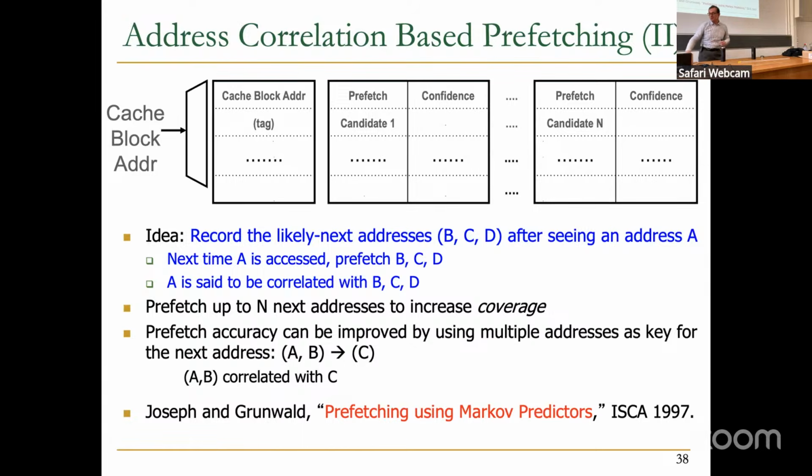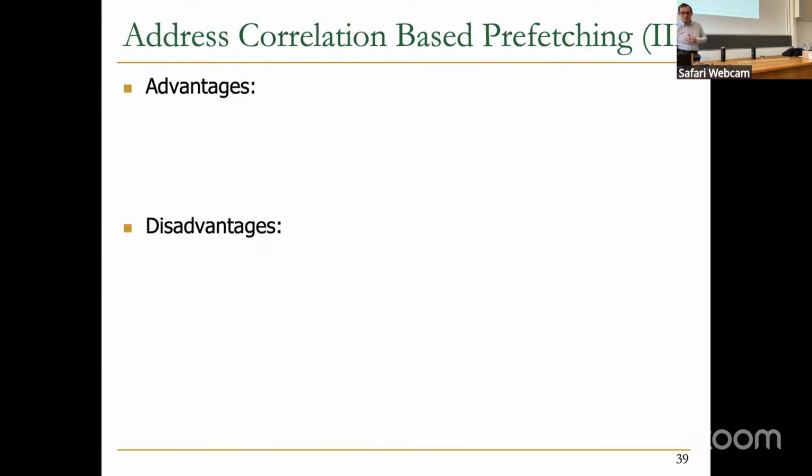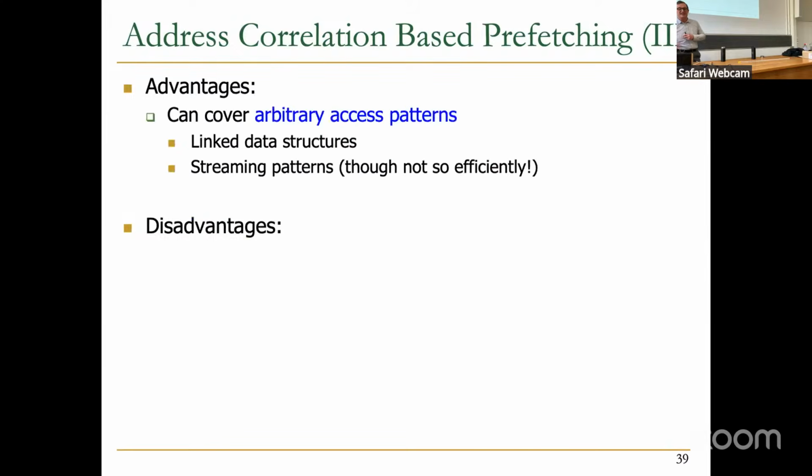Now, where does this work really nicely? Okay, these are also called Markov prefetchers. So the big advantage is it can cover arbitrary access patterns that are repeated. Right? So like linked data structures. For example, you have a linked list, A, B, C, D, E, F, G, H, I, J. You keep doing the entire alphabet. And then you go back, you traverse the linked list completely. And then later in the program, you execute a loop that traverses the linked list again. You already recorded what addresses come after each other. So the next time you traverse the same linked list, you're going to get all hits, hopefully.